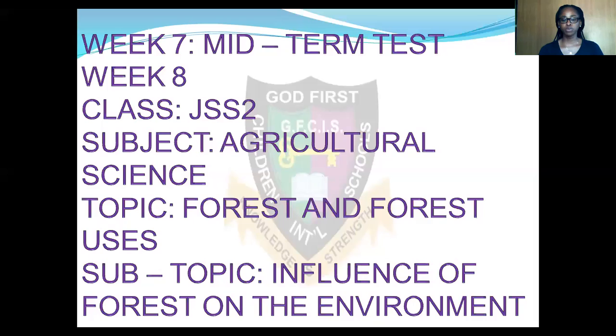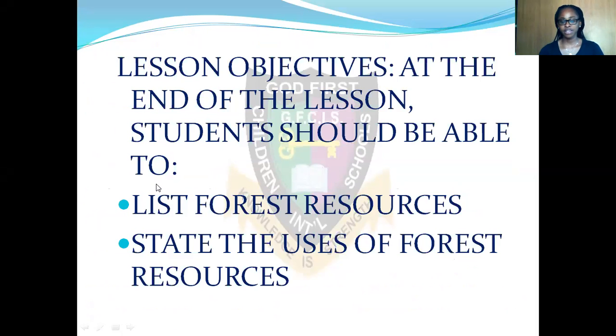So in today's topic, we'll be discussing the influence of forest in the environment. But let us look at our lesson objective for today. At the end of today's class, the students should be able to list the forest resources, and state the uses of forest resources.